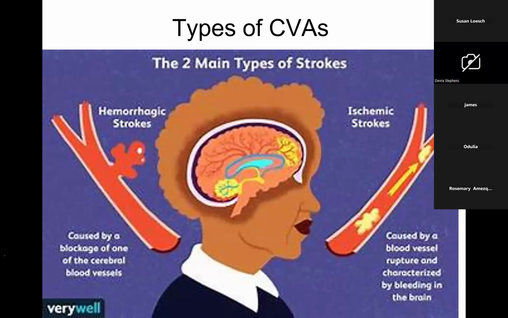So two main types of strokes are ischemic and hemorrhagic. Hemorrhagic is going to be a bleed, and ischemic is going to be a blockage.